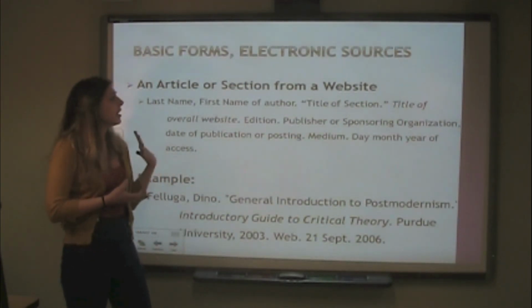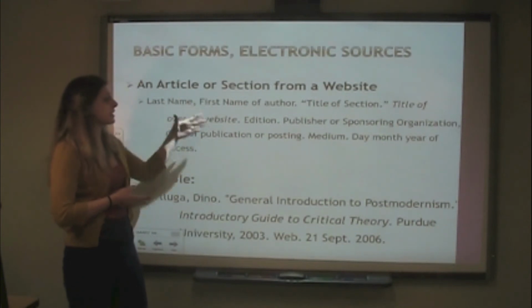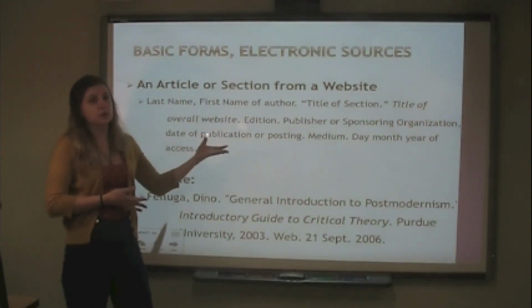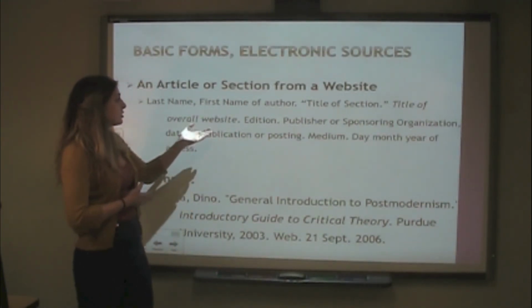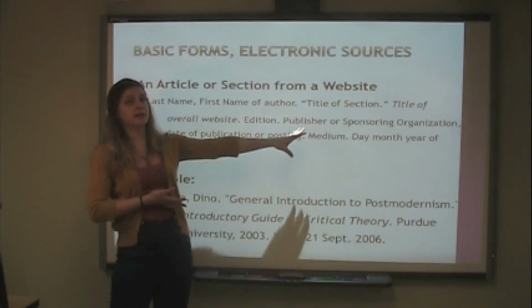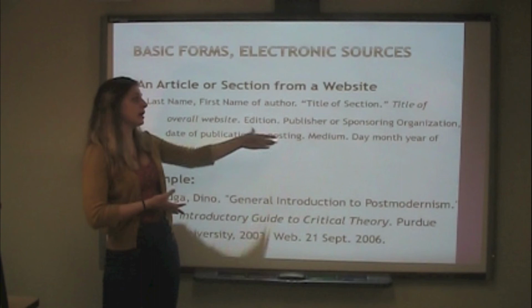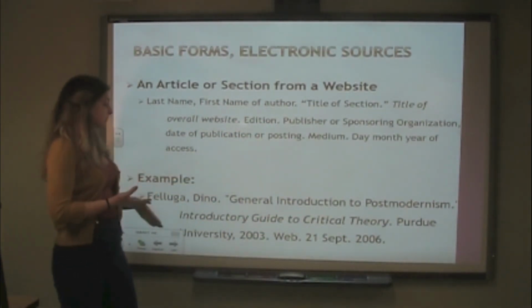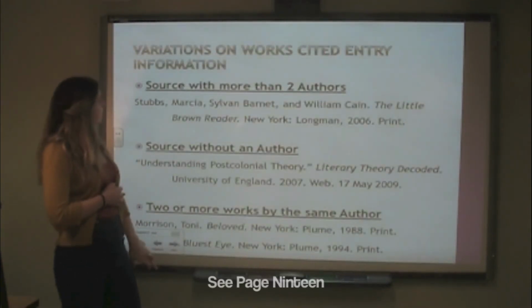And of course, with websites, some of this information isn't there, and if it's not there, you can't include it, unfortunately. So just be aware of that. For example, the publisher or sponsor organization might not be available on the source that you have, so you might have to exclude that information. Okay.